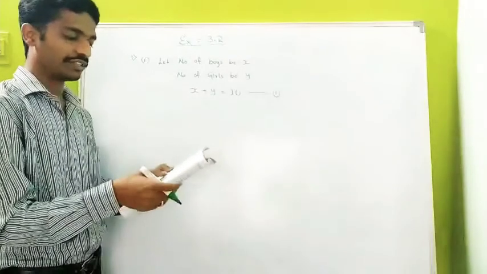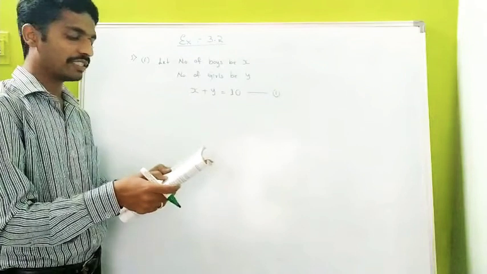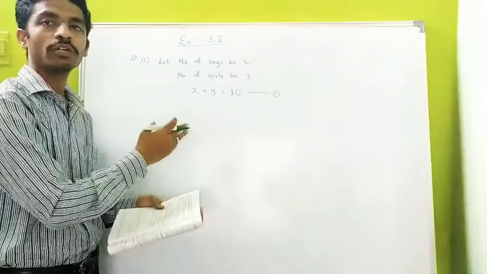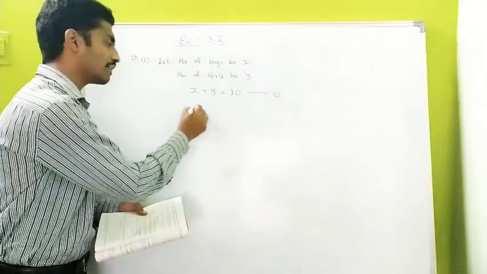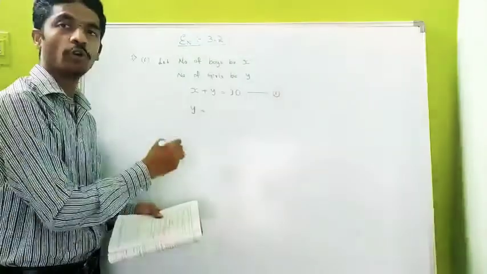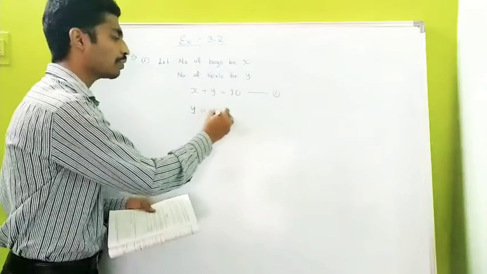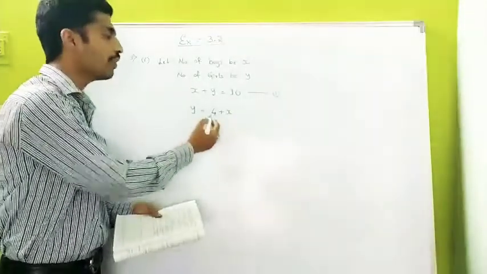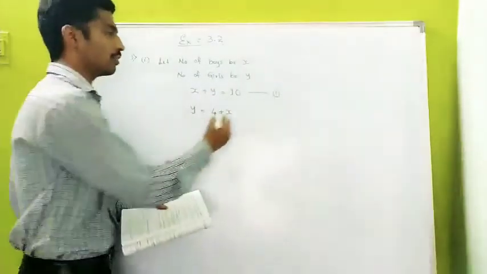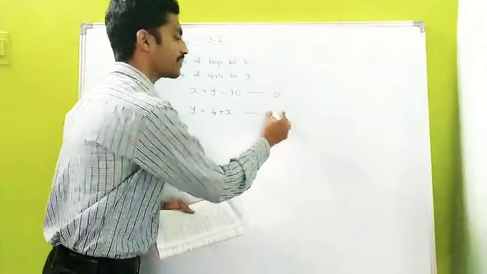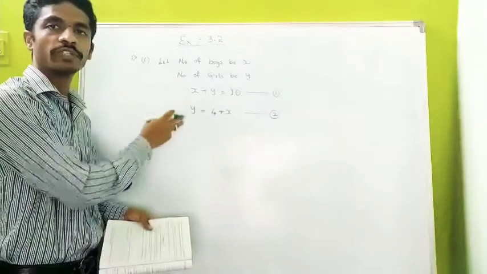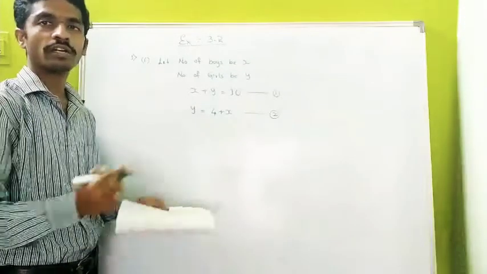And the condition: the number of girls is 4 more than the boys, meaning girls are more than boys. Girls means y is equal to how much more? 4 more than the boys, who are x, so y equals 4 plus x. This is our second equation. So write down the solution table for these two equations and plot the graph.